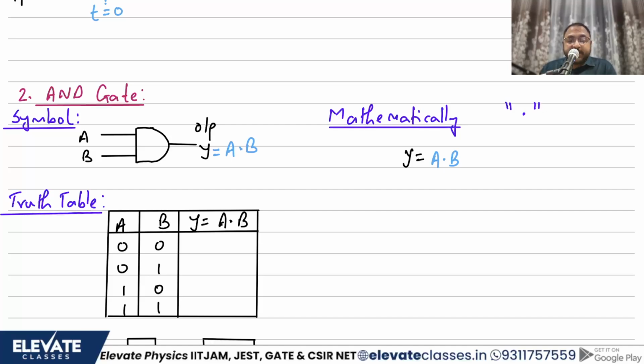Now what is Y equal to A dot B? If there is a single 0, your answer is going to be 0. We have already done this in Boolean algebra. And 1 dot 1 is going to be 1. So I'll highlight this in a different color so that it jumps out at you, and you remember that this is the only unique output of an AND gate. So if you want to summarize the truth table, how will you be able to remember the truth table in one line?